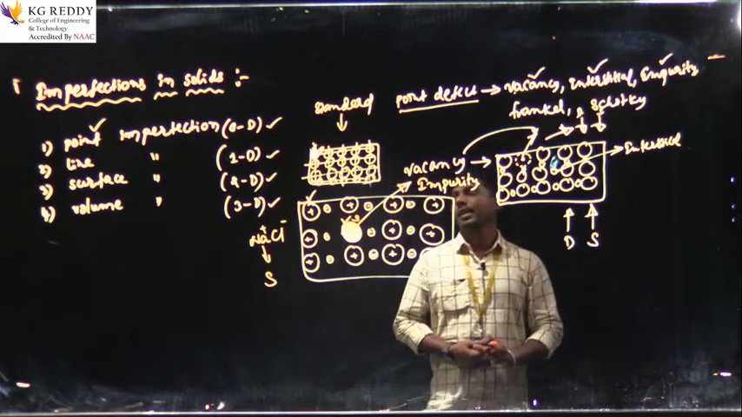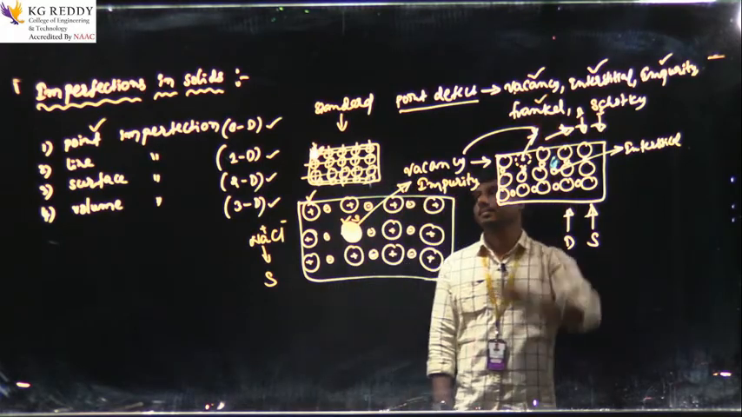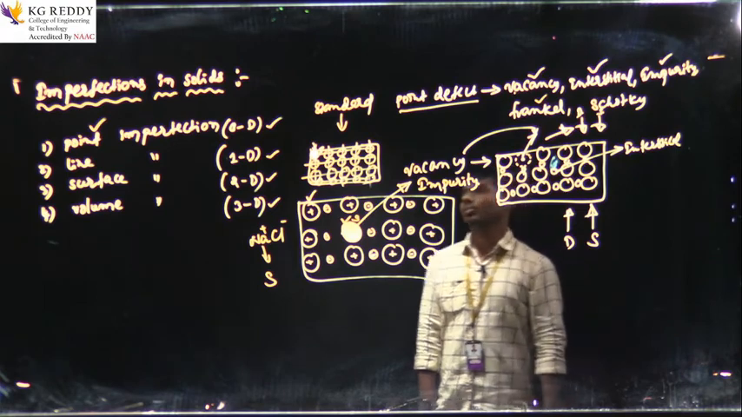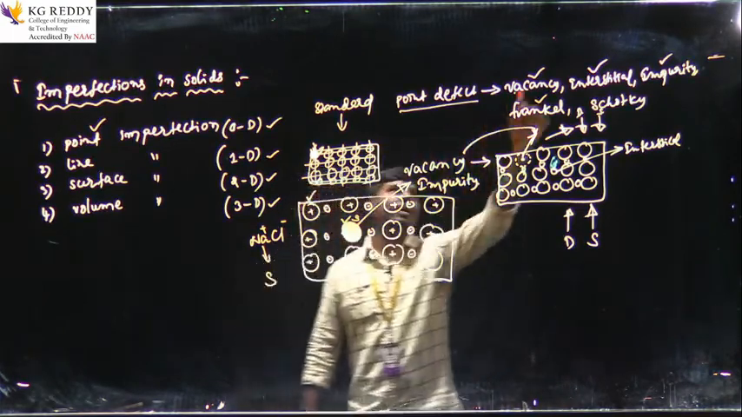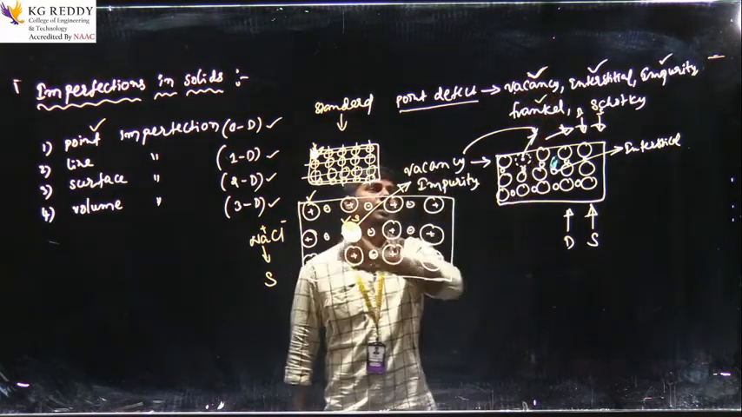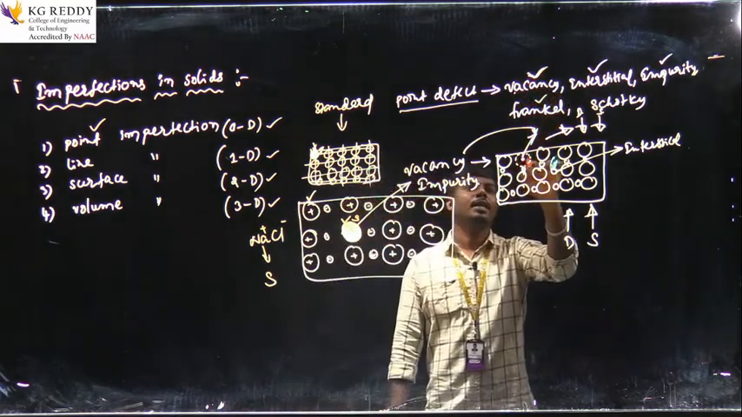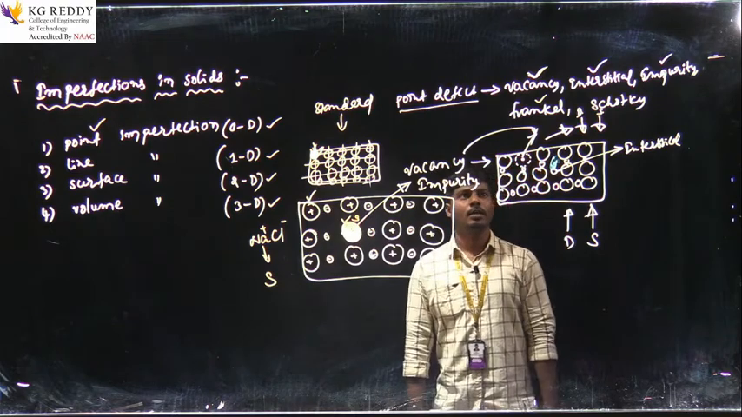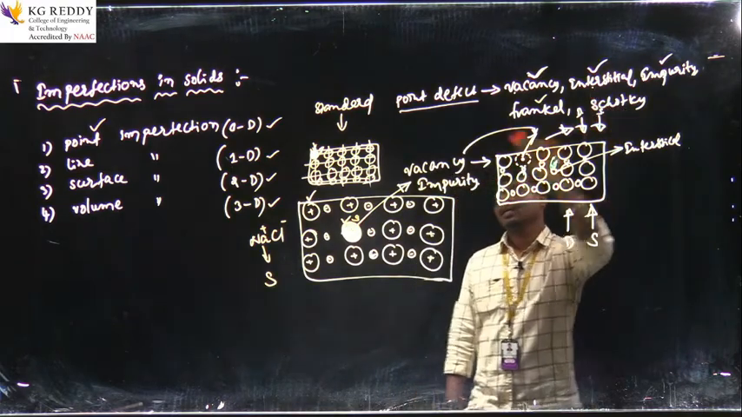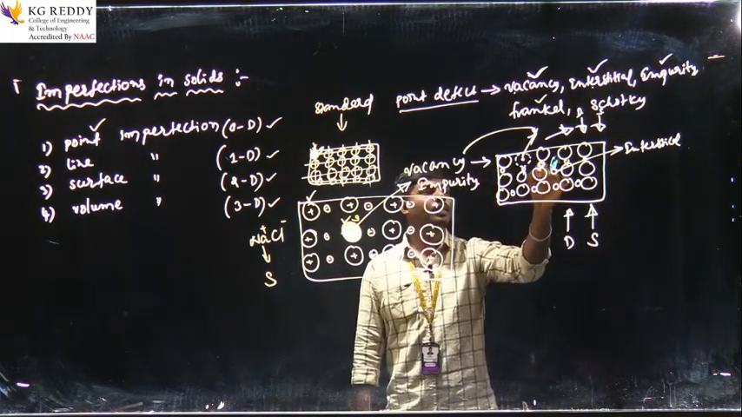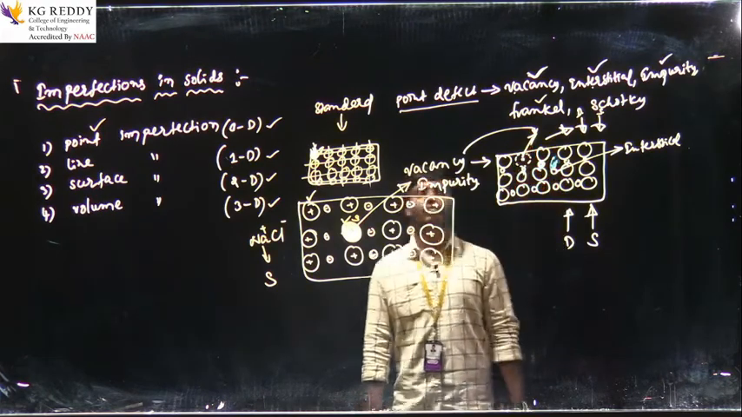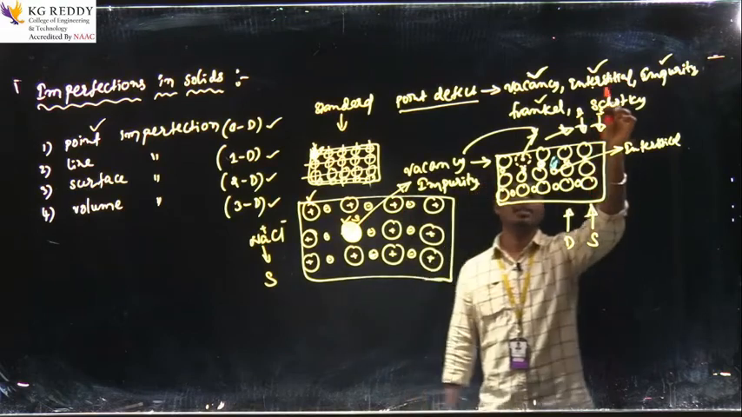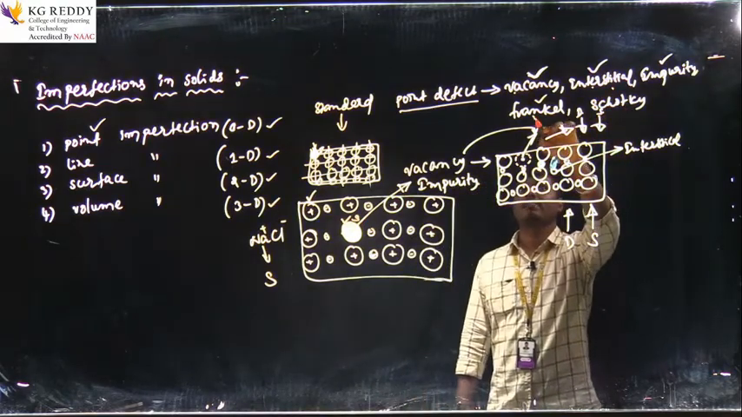Okay, so the next one is the Frenkel defect. In the Frenkel defect, two things are going to happen. First, we have discussed the vacancy, right? In the vacancy there will be an empty space. And in the interstitial, the atom is going to occupy the interstitial space. The combination of the vacancy and interstitial pair, we can call the Frenkel defect.